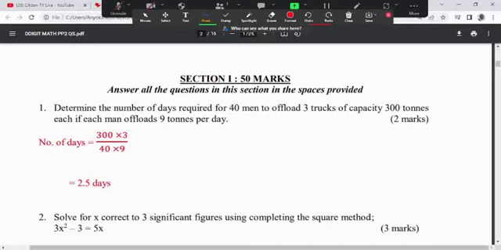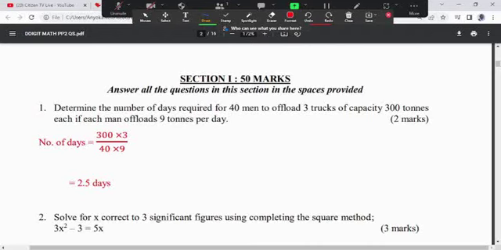Maximilian, read for us question 1. Determine the number of days required for 40 men to offload 3 trucks of capacity 300 tons each if each man offloads 9 tons per day.